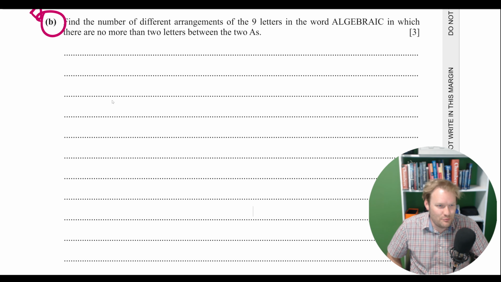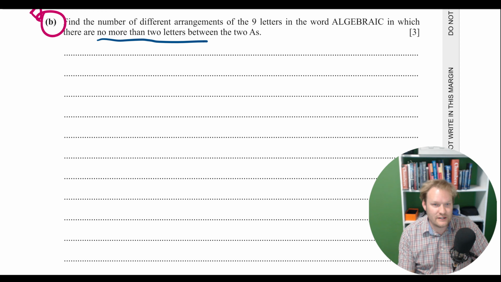Okay, so now we're on question B. We've still got these letters, ALGEBRAIC, and there must be no more than 2 letters between the 2 A's. Okay, let's look at this in 2 methods. Probably some more, but let's start by saying, well, let's place all the other ones, right?